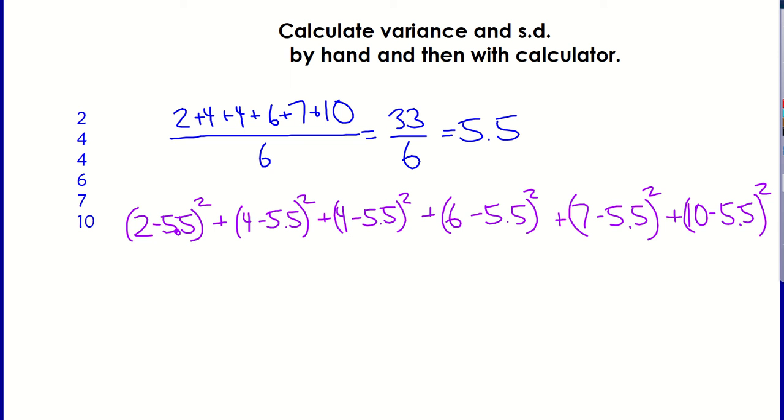And now that I've seen how far each one is, I've squared each one, and I've added them all up, I would divide by 6 since I had 6 values here. So this would be my formula for the variance.